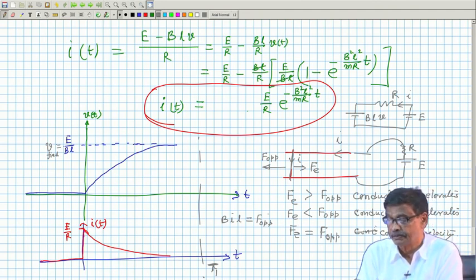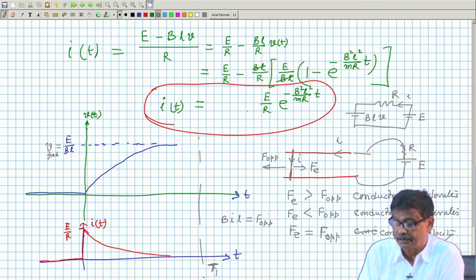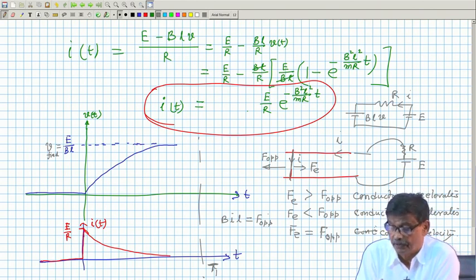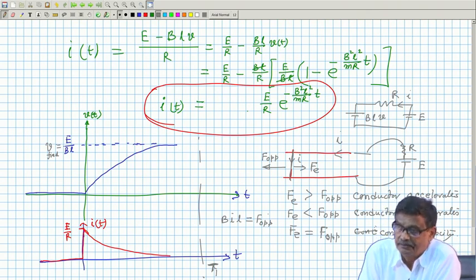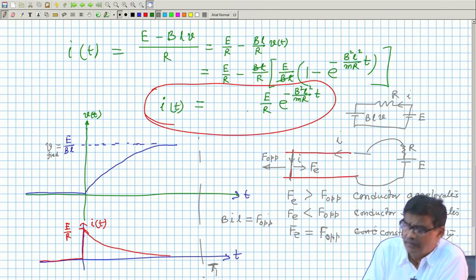Fe, which was till now absent, will now appear, and it will increase. A time will come when Fe will become F opposition, but the conductor will run at a speed less than V final. Finally, it will settle down. Anyway, so you have understood what I am telling.